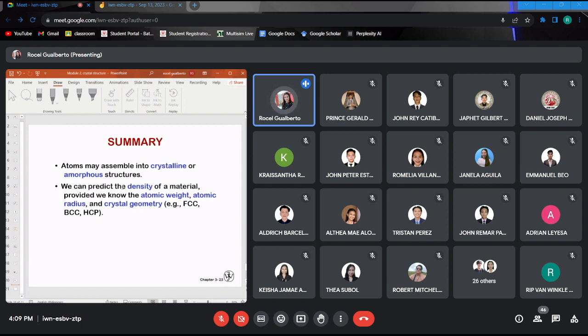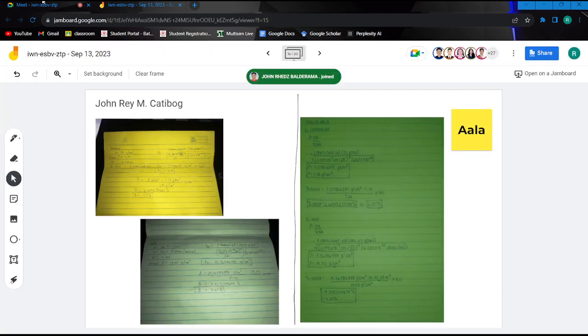So, pwede po natin hanapin or makita yung kanyang theoretical density gamit lang po itong kanyang structure. Okay? So, hindi na po natin kailangan palagi available yung table for this property. If we know these factors, the atomic weight, the radius, and the geometry, we can have the density.